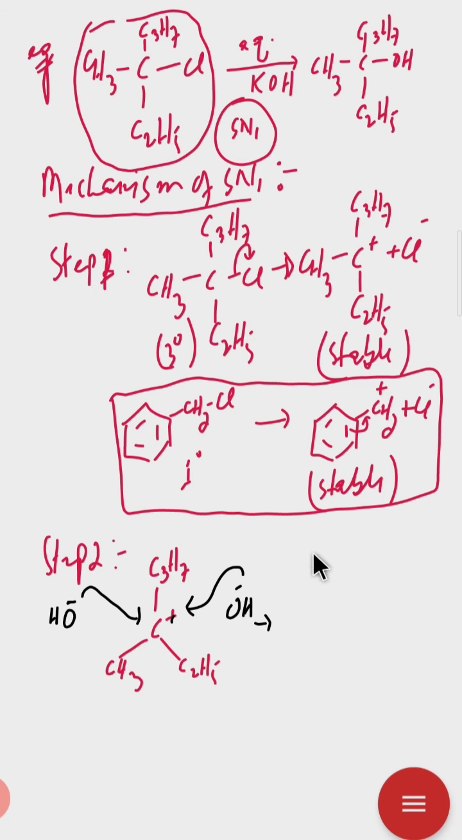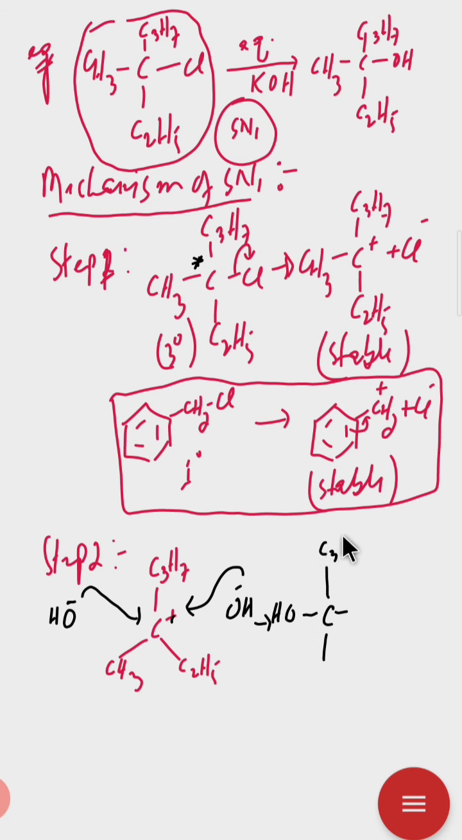So we will get 2 alkyl halide alcohols here, since this is a chiral carbon atom, right? So if OH attacks the carbocation from the left side, then OH will be attached to the left side, like this. And let me write the 3 alkyl groups in this way.